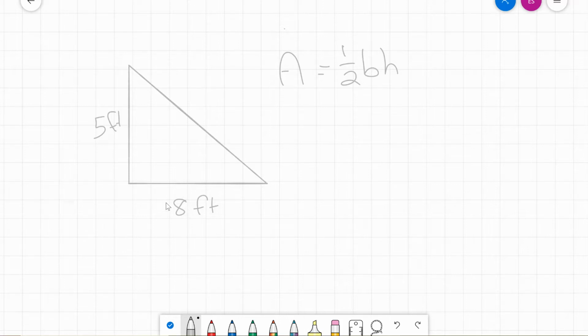So on your triangle, the base is going to be this bottom line. Whatever the bottom line of your triangle is going to be the base. And then the height is the distance from that bottom line to the highest point in the triangle. In this case, it's just that vertical line, which is 5 feet.